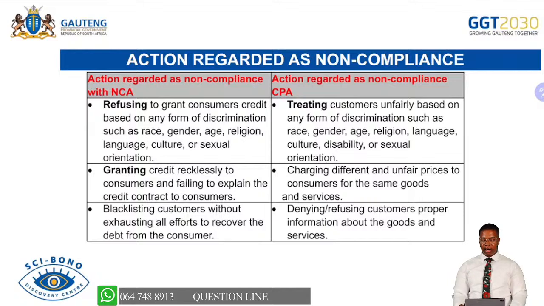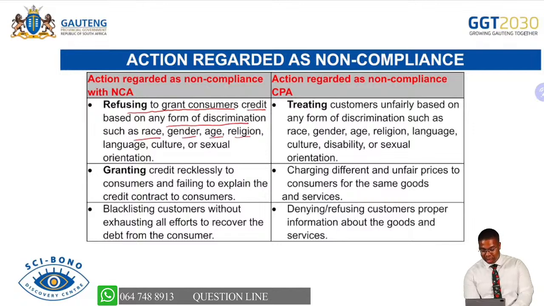Then actions regarded as non-compliance according to these two acts, for instance, refusing, when a business that sells goods on credit refuses to grant a consumer credit based on any form of discrimination, such as race, gender, age, religion, language, culture, or sexual orientation. This is considered to be non-compliance, because it's basically a discrimination taking place there. And then granting credit recklessly to consumers and failing to explain credit contracts to consumers is considered to be non-compliance.